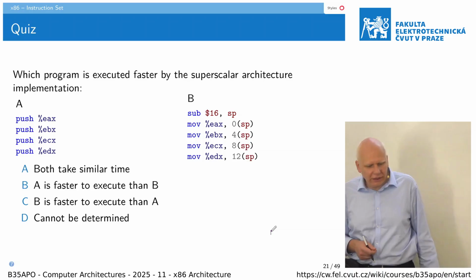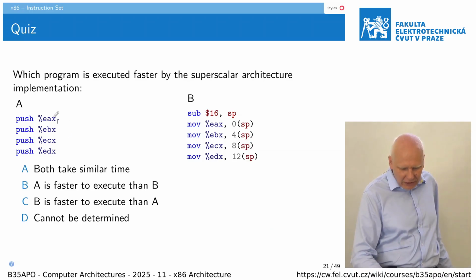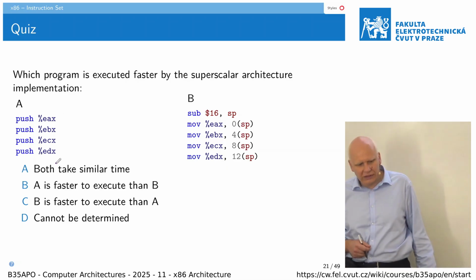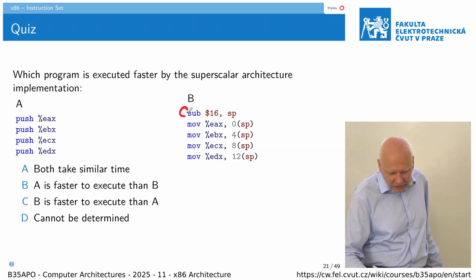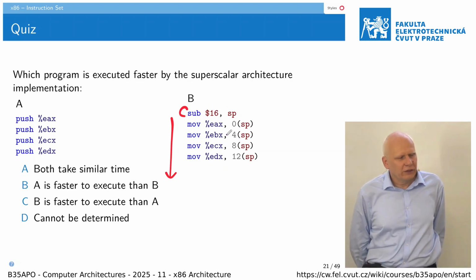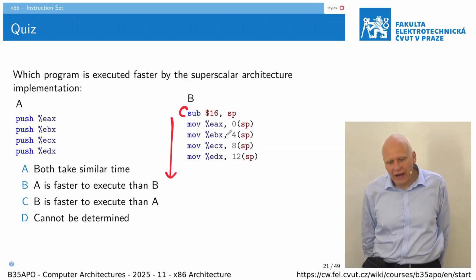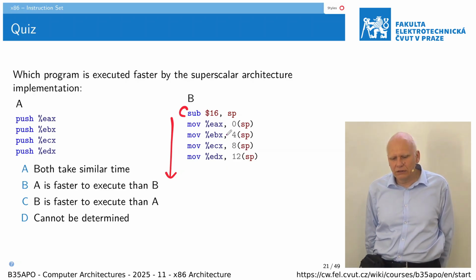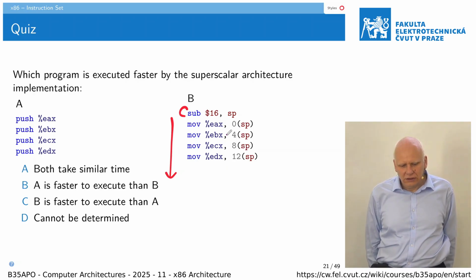So there is a question. Do you think it is faster if we do those simple instructions without the offset and push the arguments, for example, or some registers on the stack, or if we first move the stack pointer and then use the offset addressing against the stack? Which one of those two sequences is executed faster on the superscalar architecture? Which is interesting.